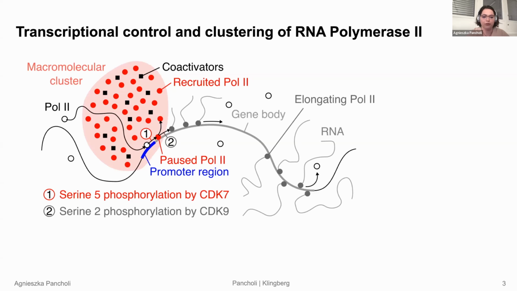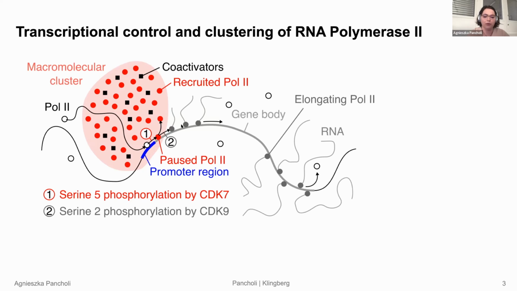When a gene is going to be transcribed, RNA polymerase II is recruited to the proximity of the promoter and it engages it. Then it can transcribe a few base pairs and it becomes paused. Both initiated and paused Pol2 can detach from DNA, and all those Pol2 molecules become a part of a macromolecular cluster. After pause release, RNA polymerase II can enter the gene body and it can stably transcribe the gene. Due to the production of RNA, elongating Pol2 is excluded from the cluster.